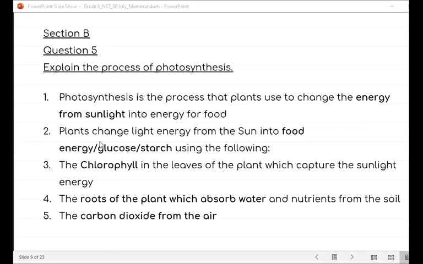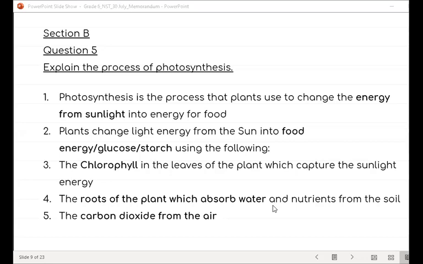Then for the second mark, we said plants change light energy from the sun into food, energy, glucose, starch. If you mentioned either or, food energy or food, glucose or starch, then you would get your second mark. Then the third mark came through when you mentioned chlorophyll, the chlorophyll in the leaves of the plant which capture the sunlight's energy. So if you mention chlorophyll, you get your third mark. Then your fourth mark would come from mentioning the roots. Not necessarily roots, but mentioning that the water is absorbed via the roots. So if you spoke about the plant using water during photosynthesis, then you would get your fourth mark.